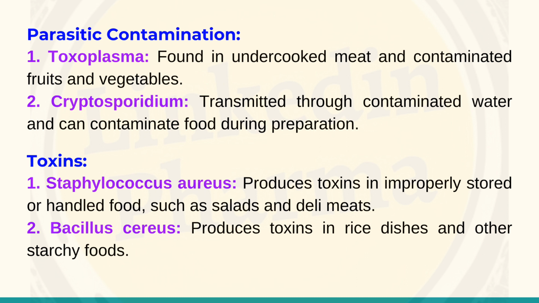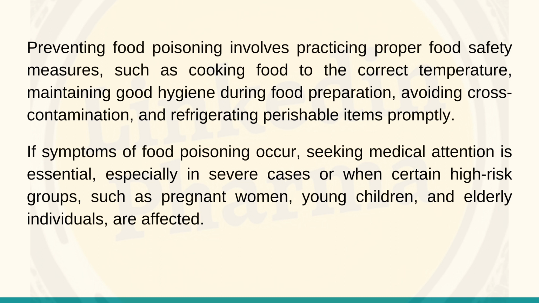Toxins: Staphylococcus aureus produces toxins in improperly stored or handled food, such as salads and deli meats. Bacillus cereus produces toxins in rice dishes and other starchy foods. Preventing food poisoning involves practicing proper food safety measures, such as cooking food to the correct temperature, maintaining good hygiene during food preparation, avoiding cross-contamination, and refrigerating perishable items promptly.